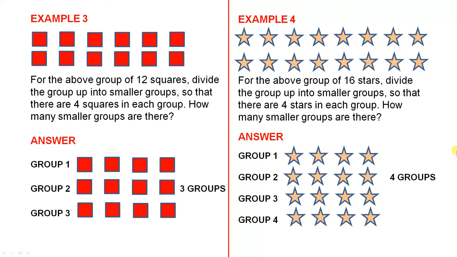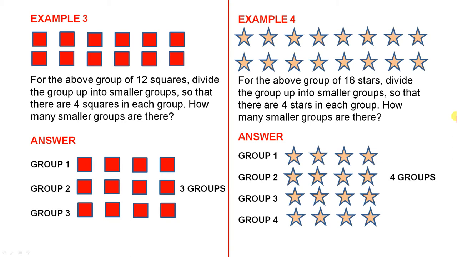Example 3. For the above group of 12 squares, divide the group up into smaller groups so that there are 4 squares in each group. How many smaller groups are there? So when you guide the students through, they'll find out that you have 4 squares, 4 squares and 4 squares for a total of 12, which means there are 3 groups.